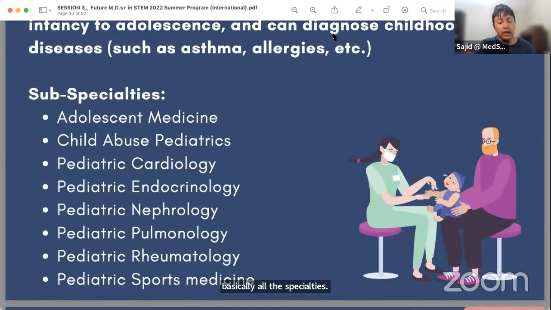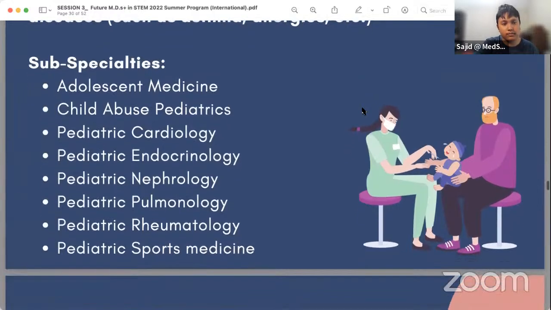that exist, because children have different body systems, right? So basically, it's every body system, but for a child. So that's why there's several subspecialties with pediatrics.